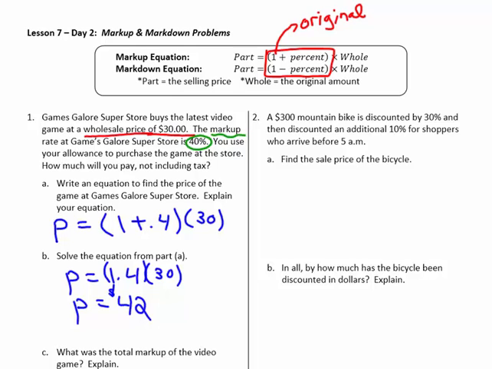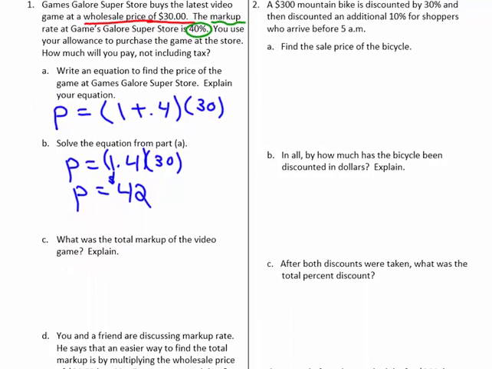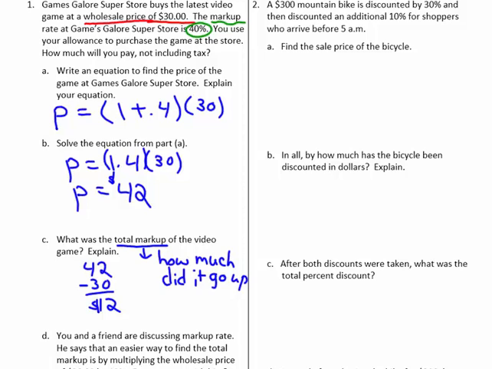All right, so that's what the selling price is. What was the total markup of the video? Well, in other words, I want to know how much did it go up? So it went up, right? We ended at 42, we started at 30, it went up $12.